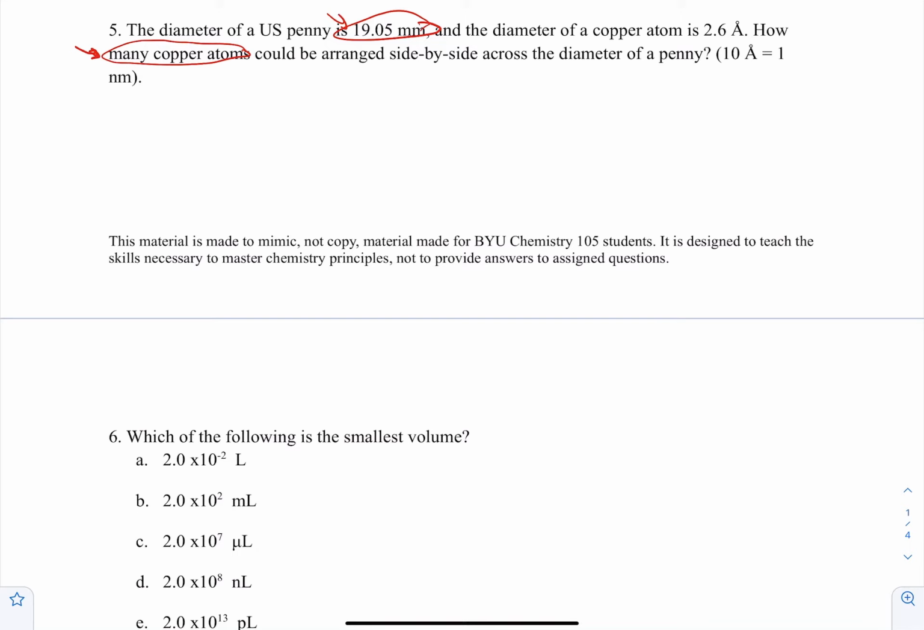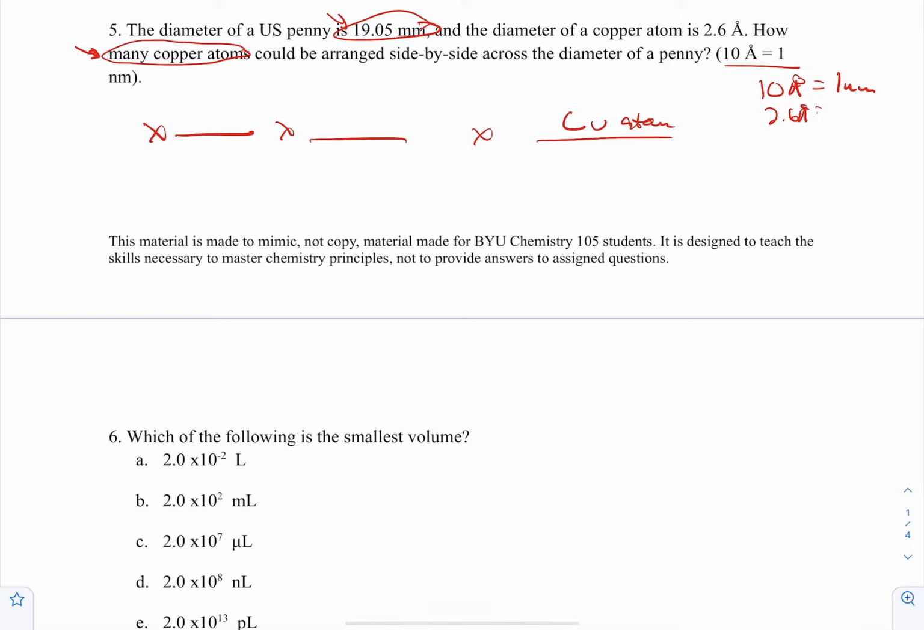So we're looking for how many copper atoms. So I'm going to put this as my last unit. Your dimensional analysis will kind of look like a bunch of lines and a bunch of X's, where you have multiplication on the top. Well, it's mostly just a big fraction, kind of. And we're just multiplying all these fractions together to get what we want. So I like to make a list of the conversion factors that I have. So here's a conversion factor. 10 angstroms is equal to 1 nanometer. Cool. 2.6 angstroms is equal to 1 copper atom.